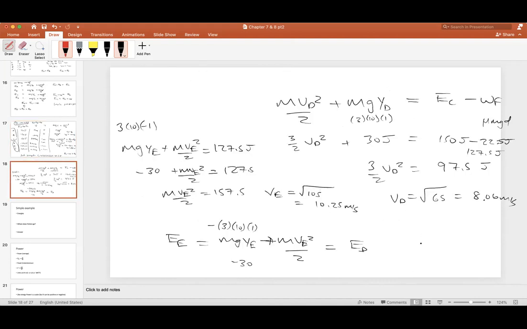at EE it has mgy plus mv squared over 2, and that's equal to the energy, but because this is negative, it added some. Yeah, and that's fine. Just wanted to be sure. So, okay. As you can see, these problems are actually quite simple to do as long as you remember how to do the friction correctly.